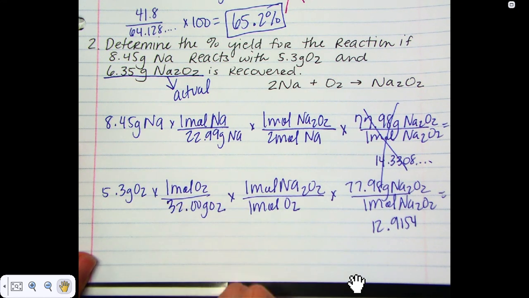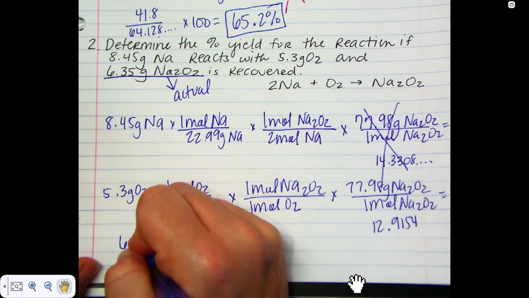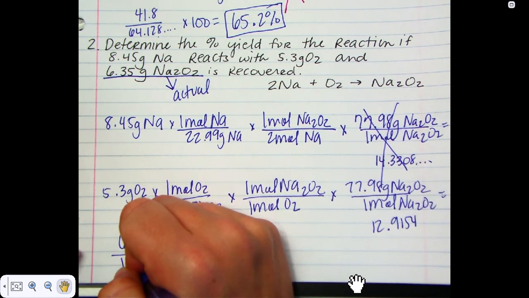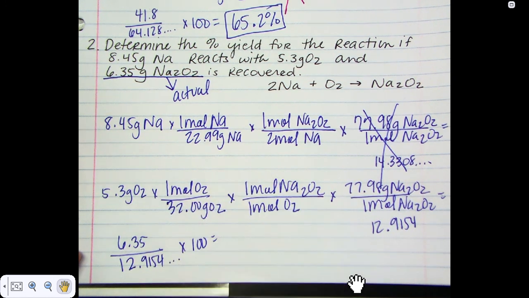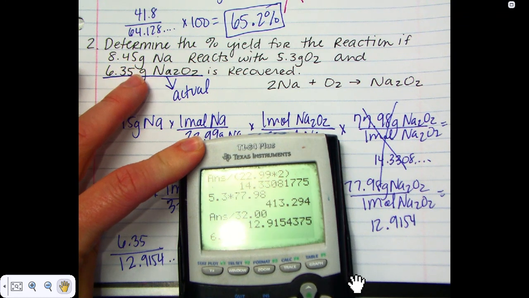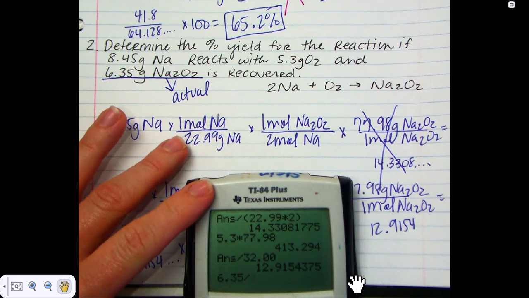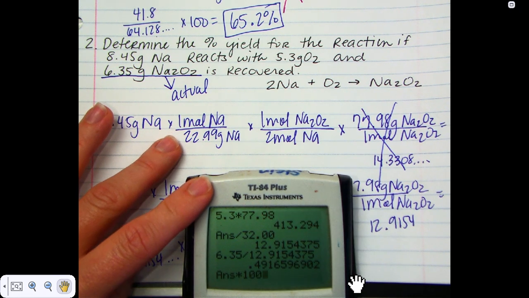So how much did I actually obtain? 6.35 divided by what I could have obtained, 12.9154, that whole number in the calculator times 100. So 6.35 divided by that number times 100.